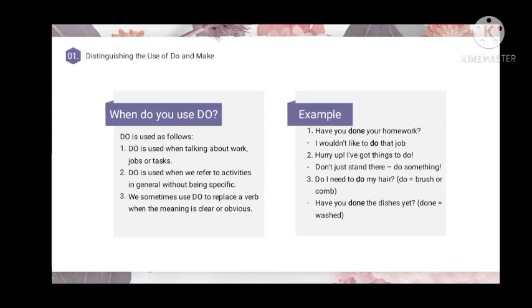1. Do is used when we talk about work, jobs, or tasks. Examples: Have you done your homework? I would not like to do the job.